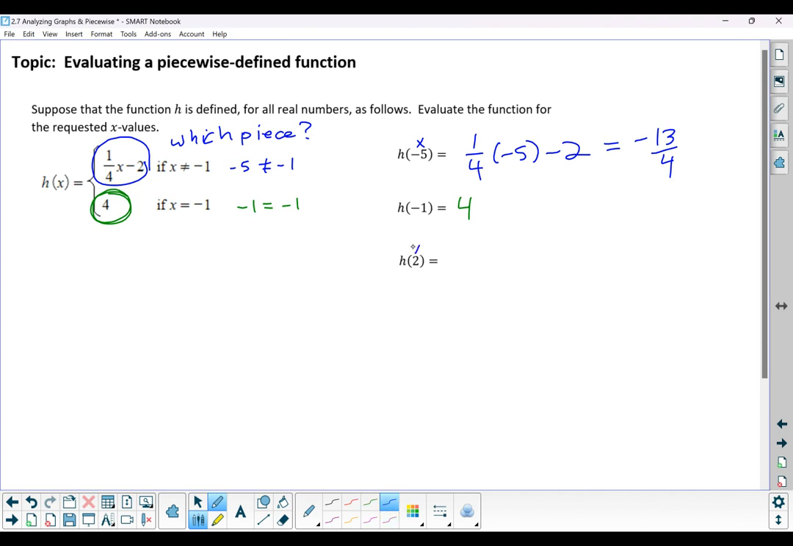Our last one is h of 2. So we're thinking about the x value 2. Well, 2 is not equal to -1, so we'll use this piece. So this will be 1/4 of 2 minus 2. You can use your calculator to evaluate that or do it in your head. And this would be -3/2. So you use the x value to decide which piece to use.